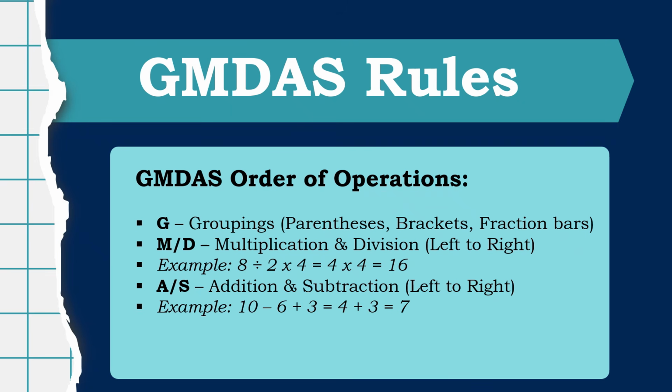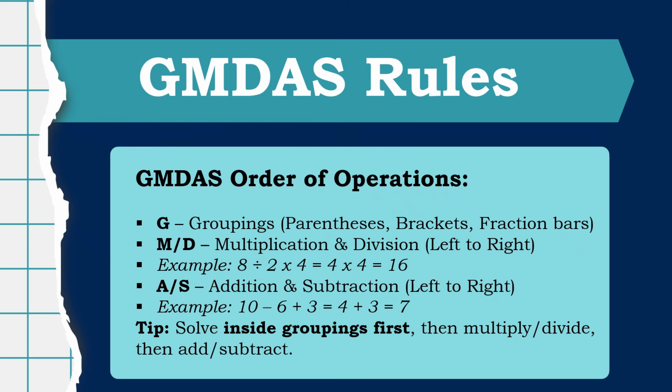For example, 10 minus 6 plus 3. So in this example, subtraction comes first before addition. So we need to subtract before we add. So 10 minus 6 is equal to 4, plus 3 is equal to 7. Always remember, solve inside groupings first, then multiply or divide, then add or subtract.